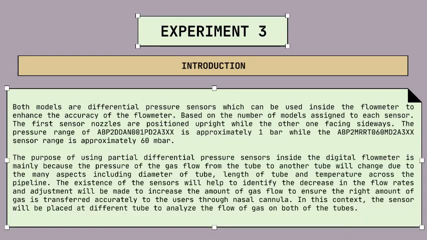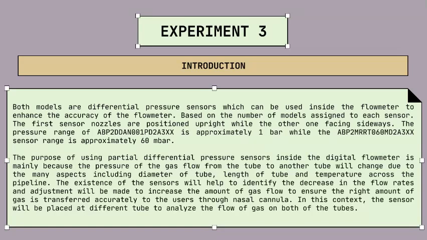Based on the model numbers assigned to each sensor, the first sensor's nozzles are positioned upright while the other faces sideways. The pressure range of the first model is approximately 1 bar, while the second model's sensor range is approximately 60 millibar.